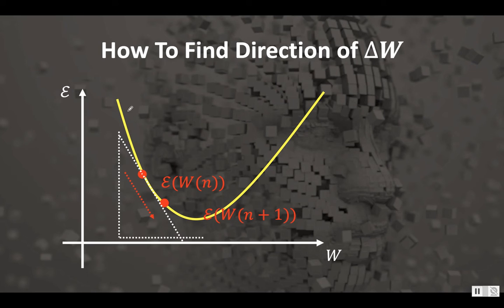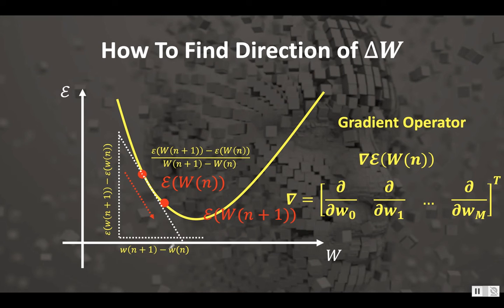Basically, for this plot, this is nothing but the slope, right? If we know the slope, the slope equals epsilon w(n+1) minus epsilon w(n), which is the y direction, over w(n+1) minus w(n), which is along the w direction. This one over this one is the slope. Based on the plot, we can find the slope. That's the direction in which we are going to change the weight.